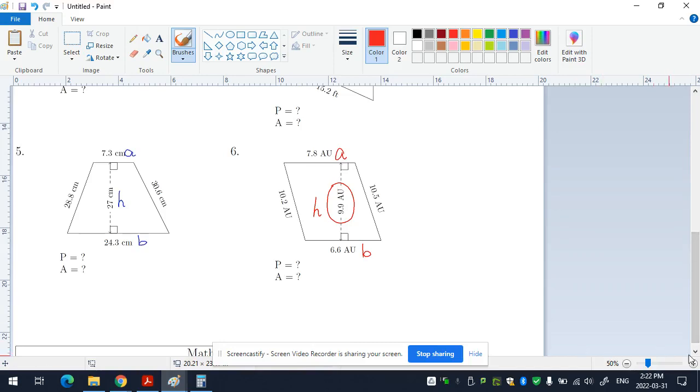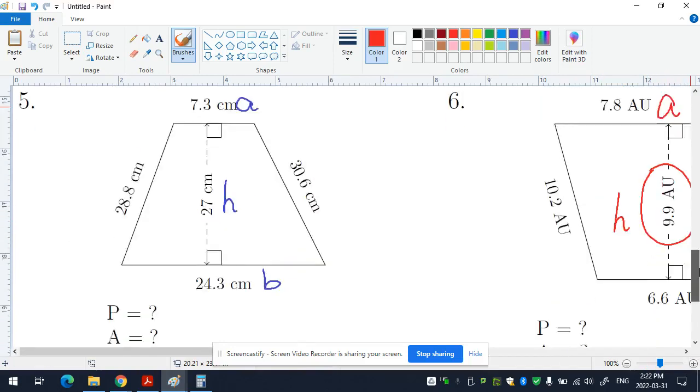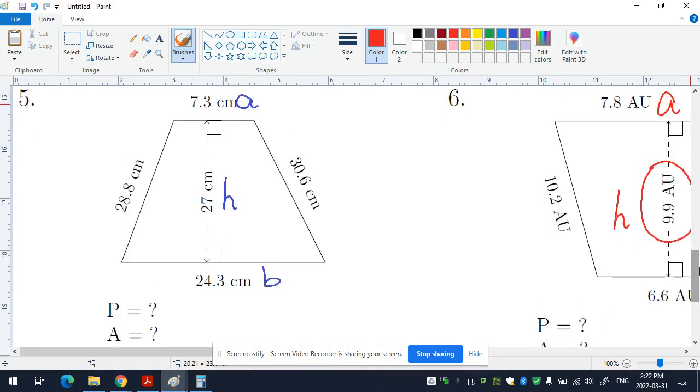All right. So obviously the easy one to do first is the perimeter, because I'm just going to add this guy to this guy to this guy, because I'm walking on the outside, not even setting foot in. So go ahead, 7.3 plus 30.6 plus 24.3 plus 28.8.